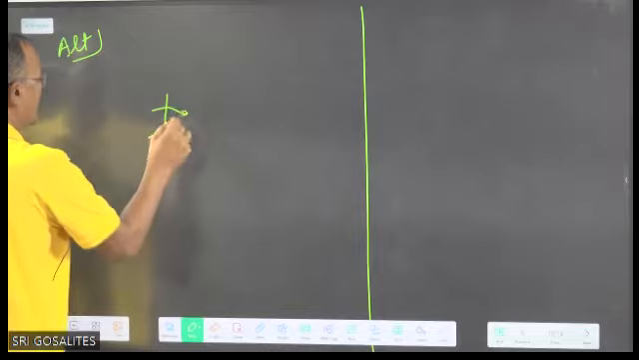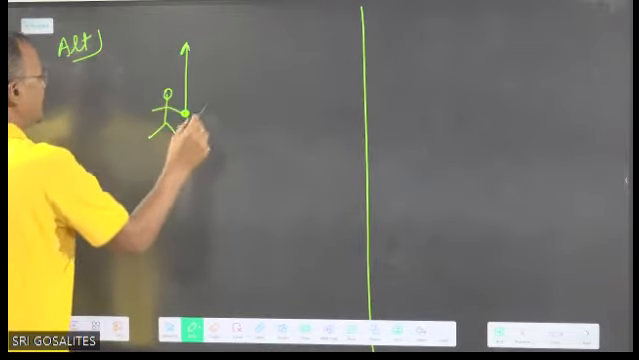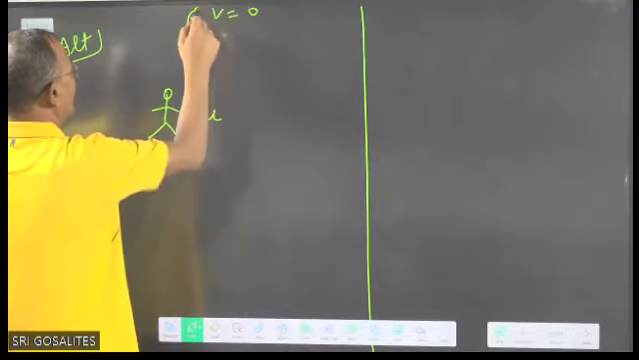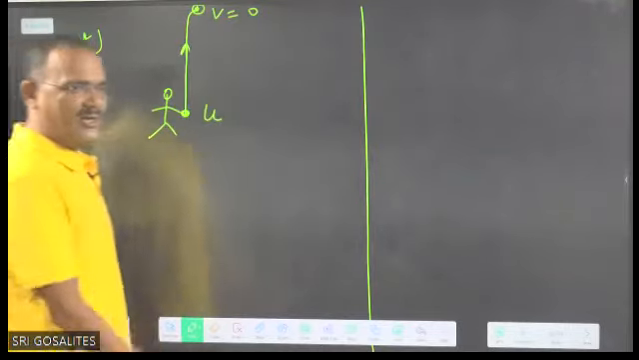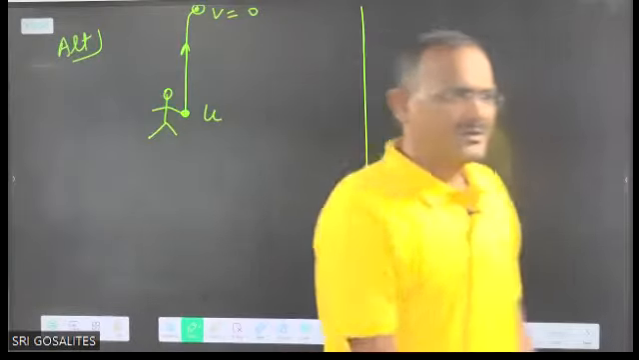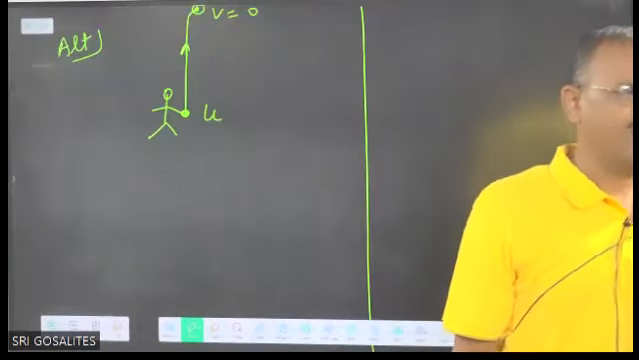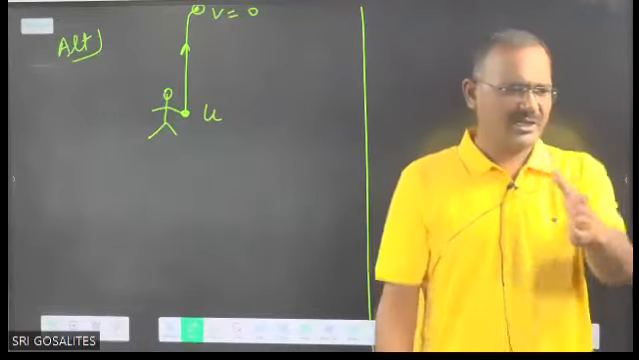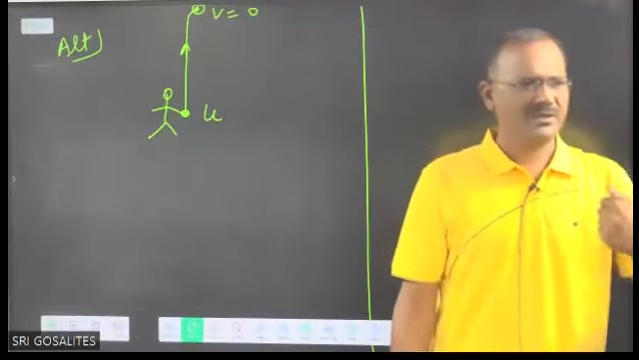A child is throwing a ball upward with the speed of u. It's moving up. At the highest point, velocity becomes 0. Why is it 0? Vector is nothing but direction, beta. It will come in the coming days. You just learn it: one direction is positive, then the second direction is negative.